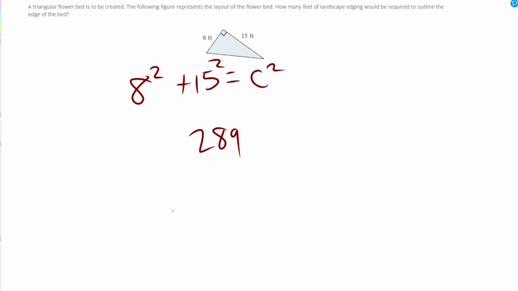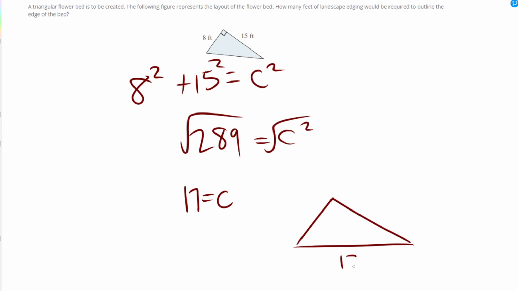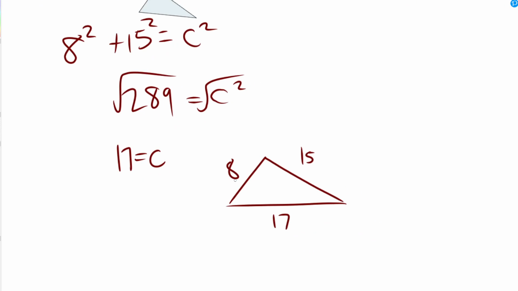So c squared equals 289, and the square root of 289 is going to give us 17. So 17 is equal to c. Our sides are 17, 8, and 15. Since it's asking for the perimeter of the outside edge of the bed, it is going to be 17 plus 15 plus 8, which is 40. So you'll need 40 feet. If you have any questions, please let me know. Have a good one.